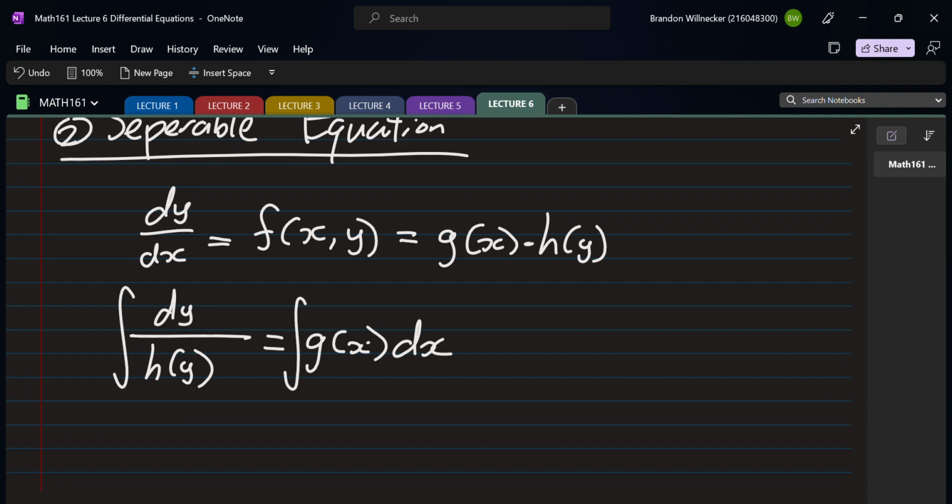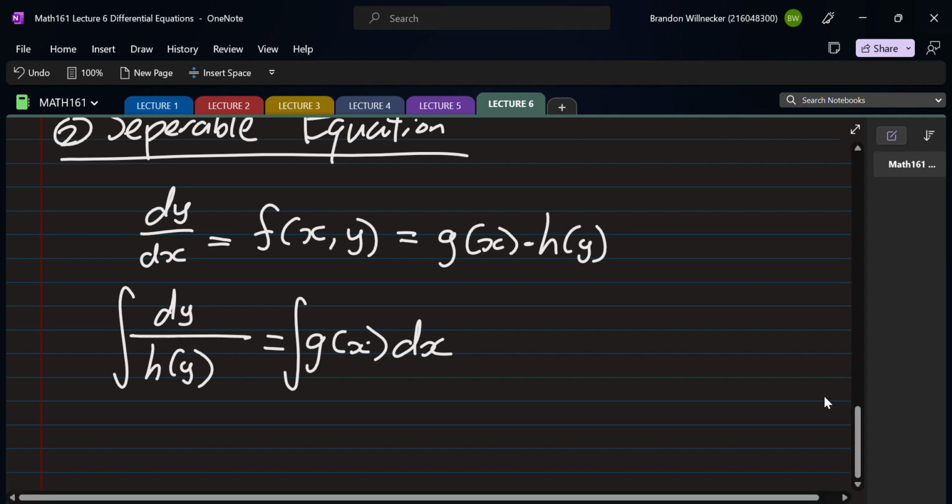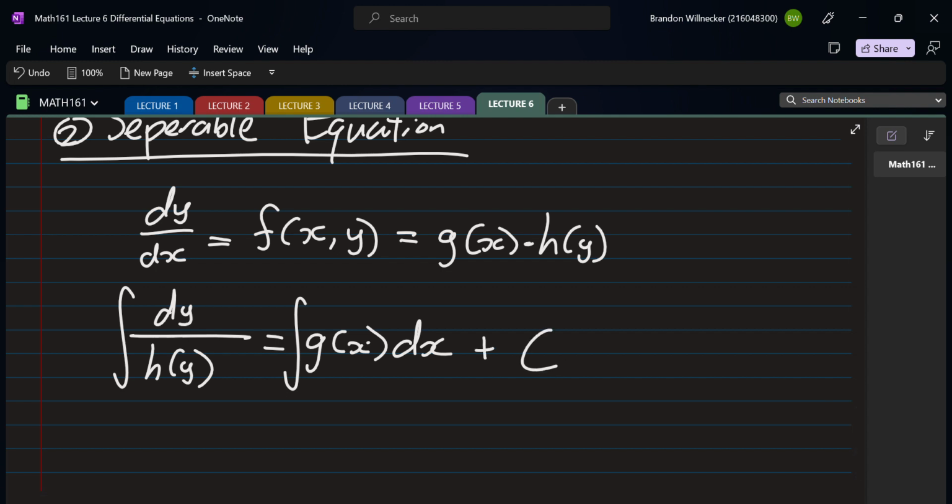So integrate. Now the left-hand side, we can integrate that easily. There's nothing too difficult there. The right-hand side, we can integrate that because that's just a function of x. Again, nothing too difficult there. And then we need to add our constant c.